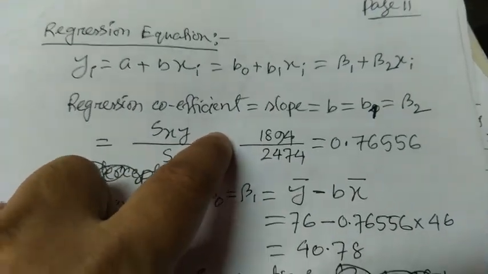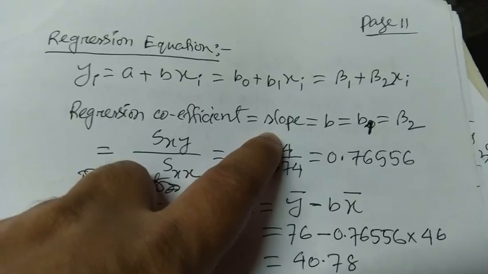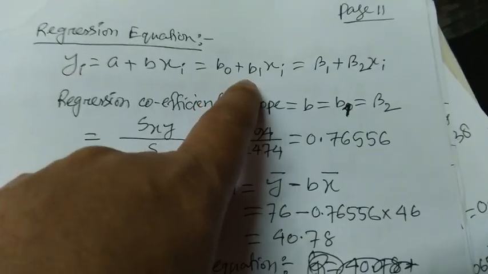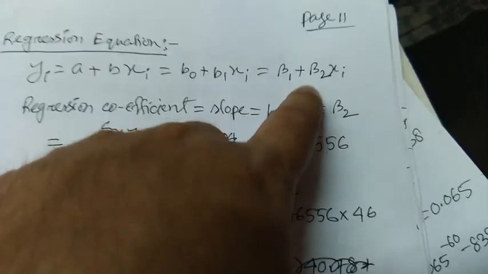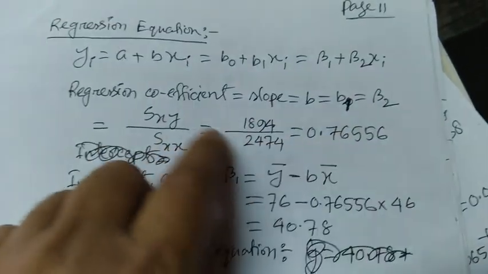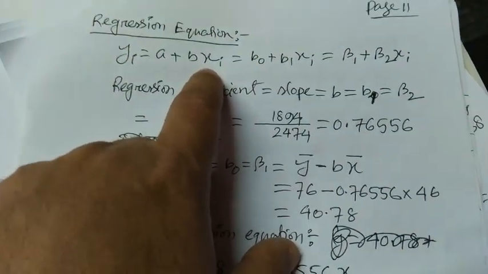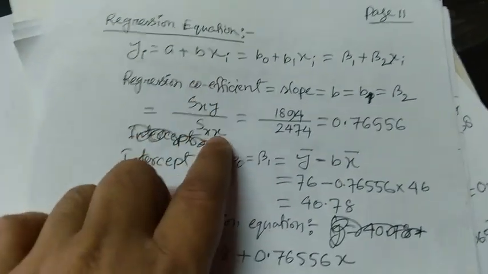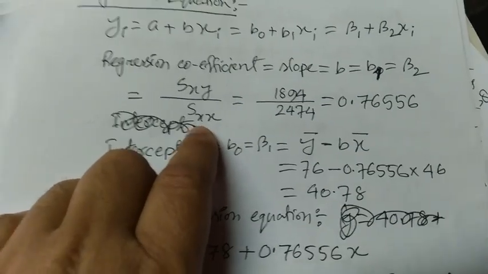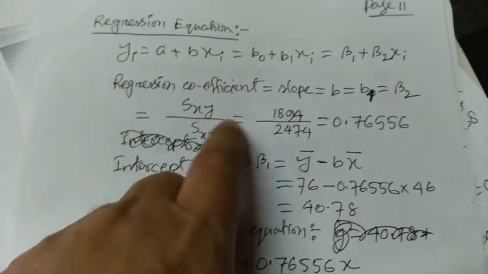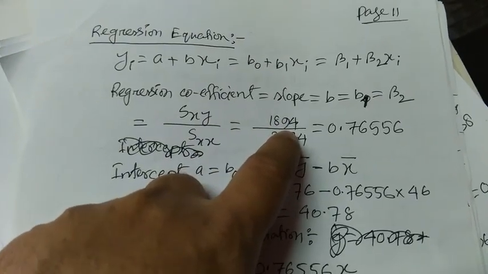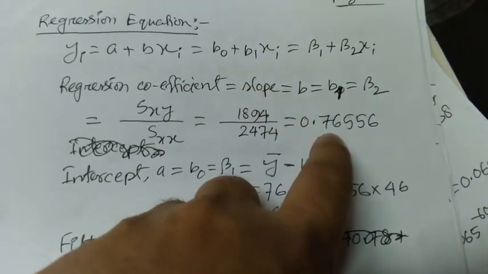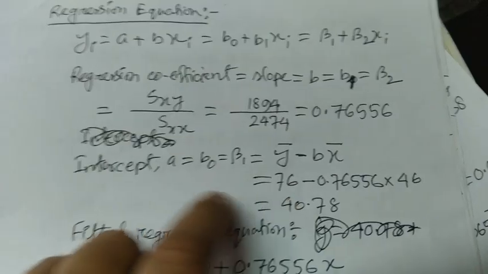The other name of regression coefficient is slope. This is the regression coefficient, that is b, or if you use this equation it is b1, and if you use this equation, it is beta 2. That means regression coefficient is the coefficient of the x variable. The formula for regression coefficient is SXY divided by SXX. We have already calculated SXY, which is 1894, and SXX, which is 2474. If you divide it, you get the value 0.76556.